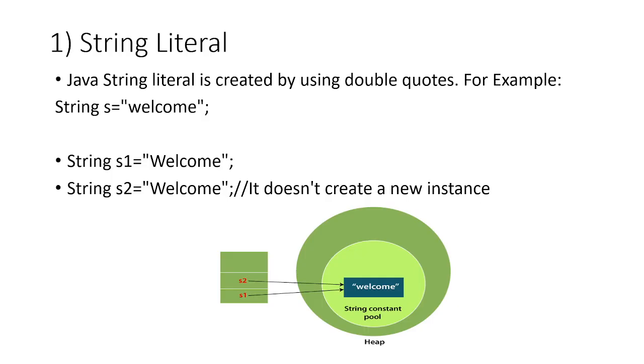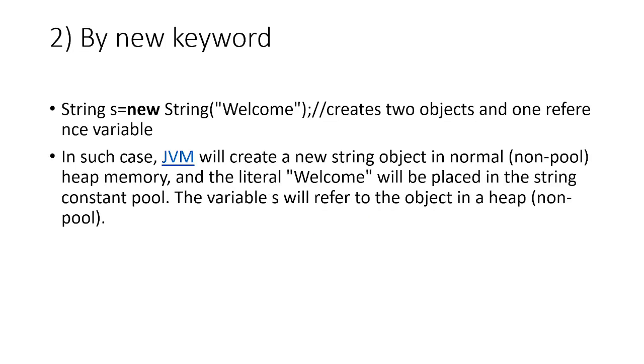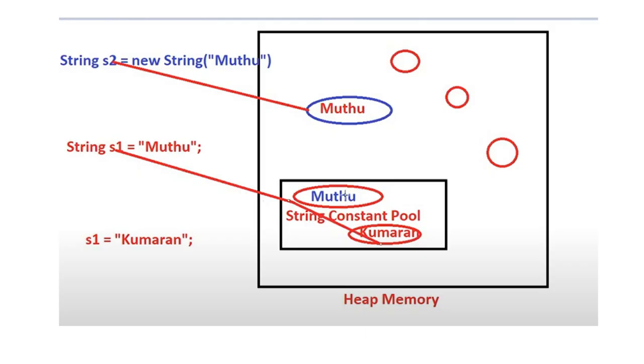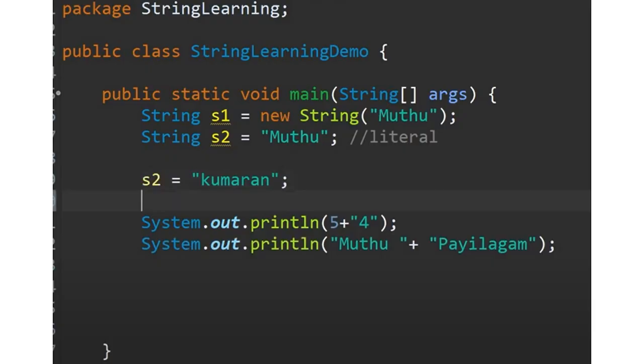The double-quoted values are the same, which is a literal. Using the new keyword, String s equals new String("welcome") creates two objects and one reference variable. This is a simple example. String s1 equals new String("Muthu"). String s2 equals "Muthu", that is a literal. If you specify a name in double quotes, that is a literal. s2 equals "Kumaran", that is a literal.